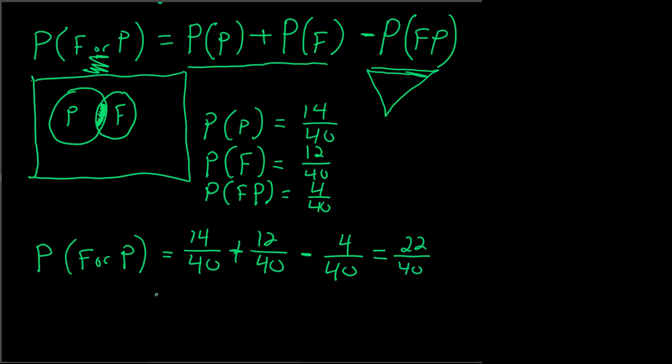But they want this as a probability to 3 decimal places, so I plug the 22 out of 40 into my calculator, and I get that there's a 55% chance that if I select someone in this physics class, they will either be female or a physics student.